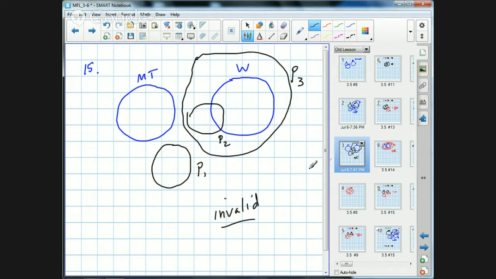Otherwise, if I was real lazy, I could have just drawn this one and said, "Oh yeah, it's valid. Panthers aren't wealthy." But when I consider the other two circles, I can see it would be false in both of those. So because it's not always true, it's got to be invalid.